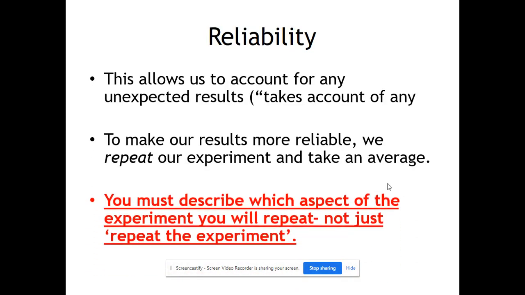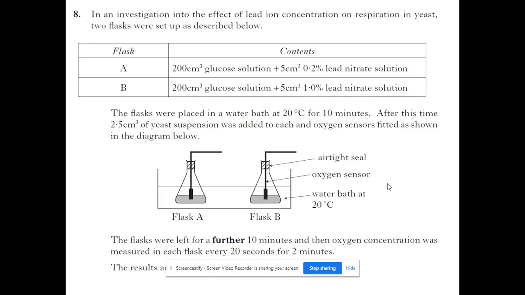But more commonly, as well as validity, the other thing that you're asked about in experiments is reliability. And you probably know that reliability is the one where we repeat our experiment and take an average. That's what makes it more reliable. However, if you're asked how this experiment could be made more reliable, you can't just say we would repeat the experiment and take an average. You must describe which aspect of the experiment you will repeat, and we'll look at an example of how to do that in a little while. So that's validity, accuracy and reliability, with validity and reliability coming up in biology most commonly of all.